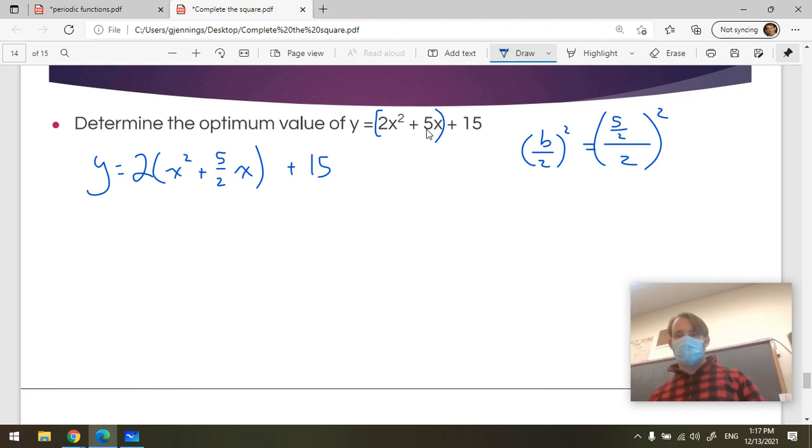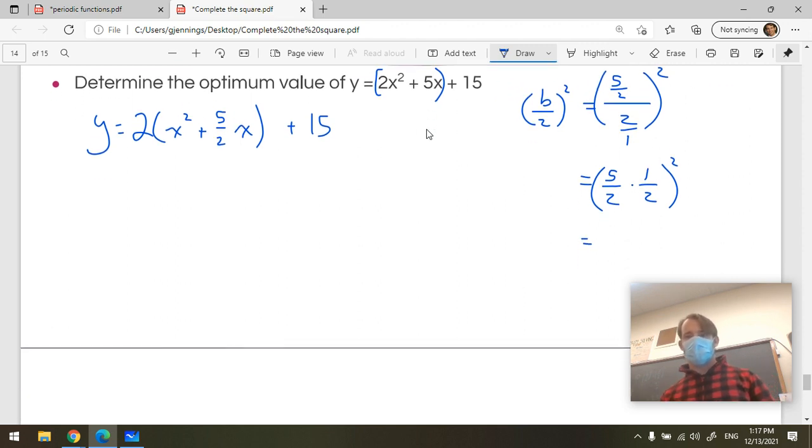Algebraically, it looks like this. 5 over 2 over 2, well, that's over 2 over 1. Dividing is the same as flip and multiply. So this is 5 over 2 multiplied by 1 over 2, squared. Okay, and that's equal to 5 over 4 squared.